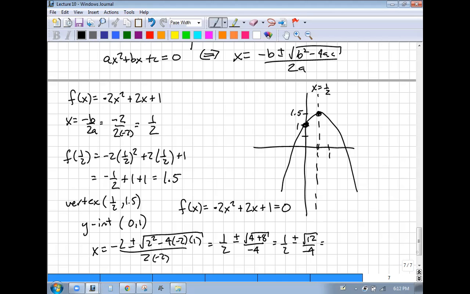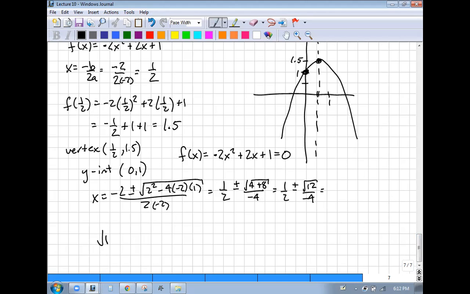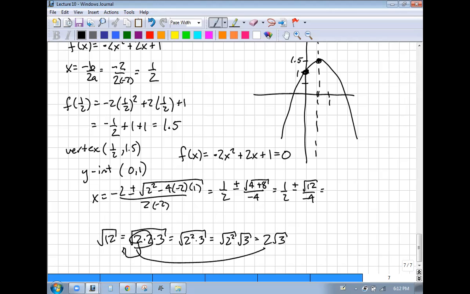So you all know how to reduce these. The square root of 12 is 2 times 6, which is 2 times 2 times 3. This is 2 squared times 3. This is the square root of 2 squared times the square root of 3. This is 2 root 3. You all have done this before. You should have done this stuff before. Because it's inside the square root, it takes 2 of them to come out as 1, because it's square rooting. All right, so this is 1/2 plus or minus 2 times the square root of 3 over negative 4, right?